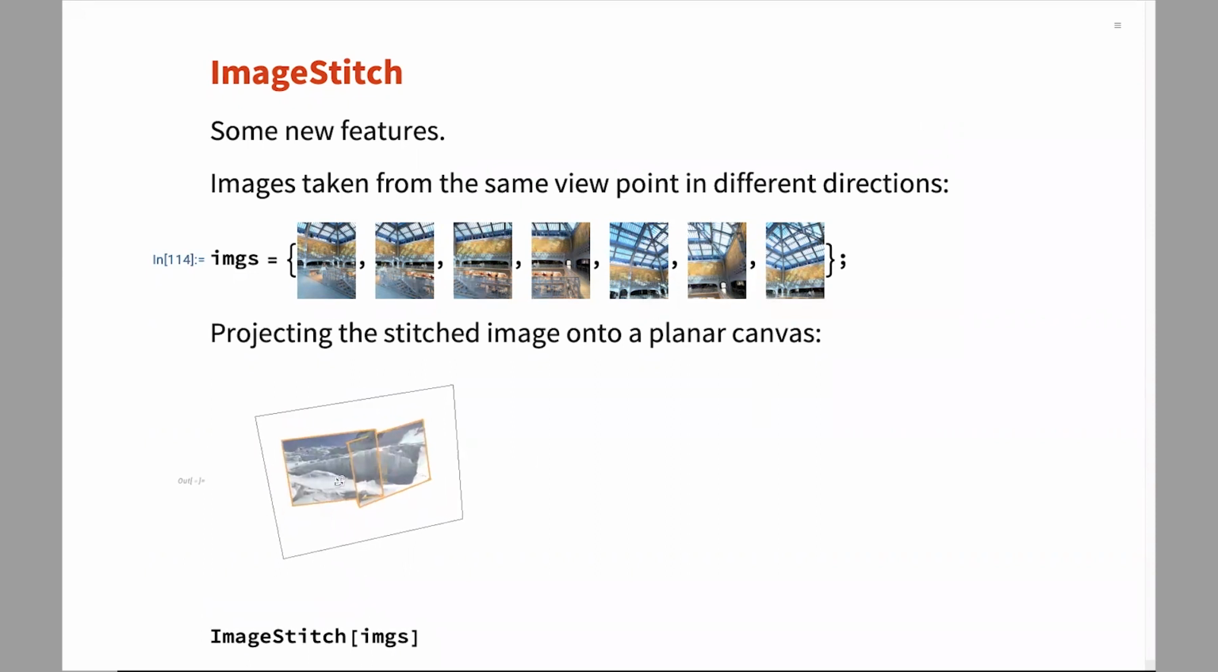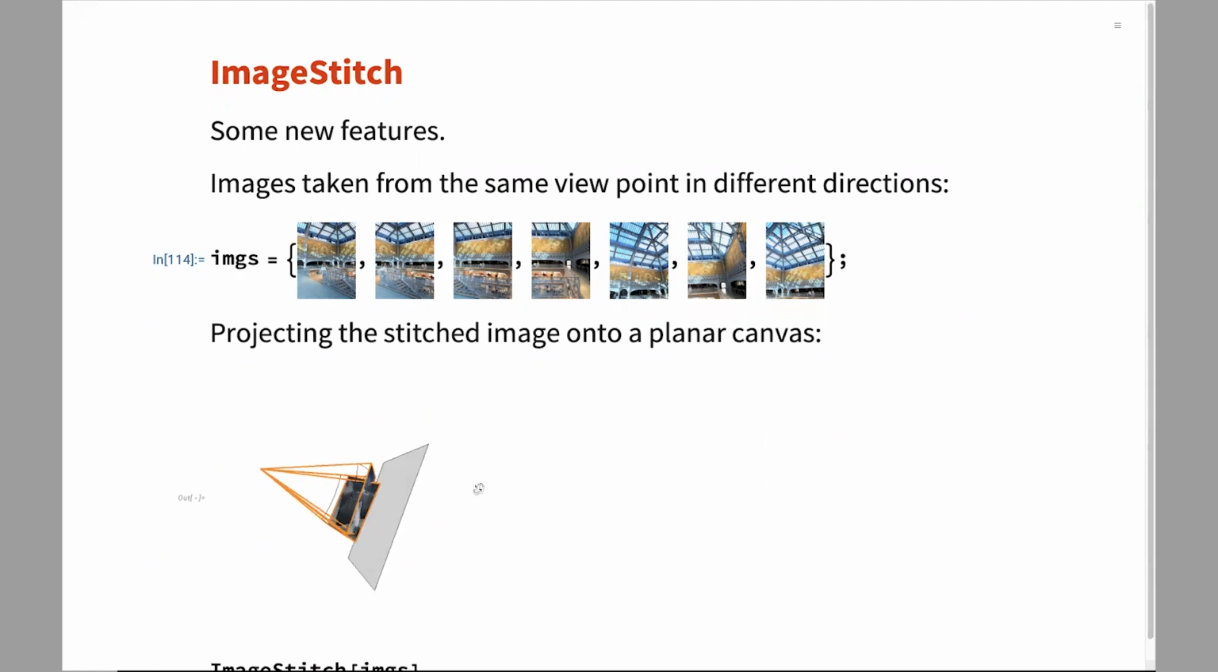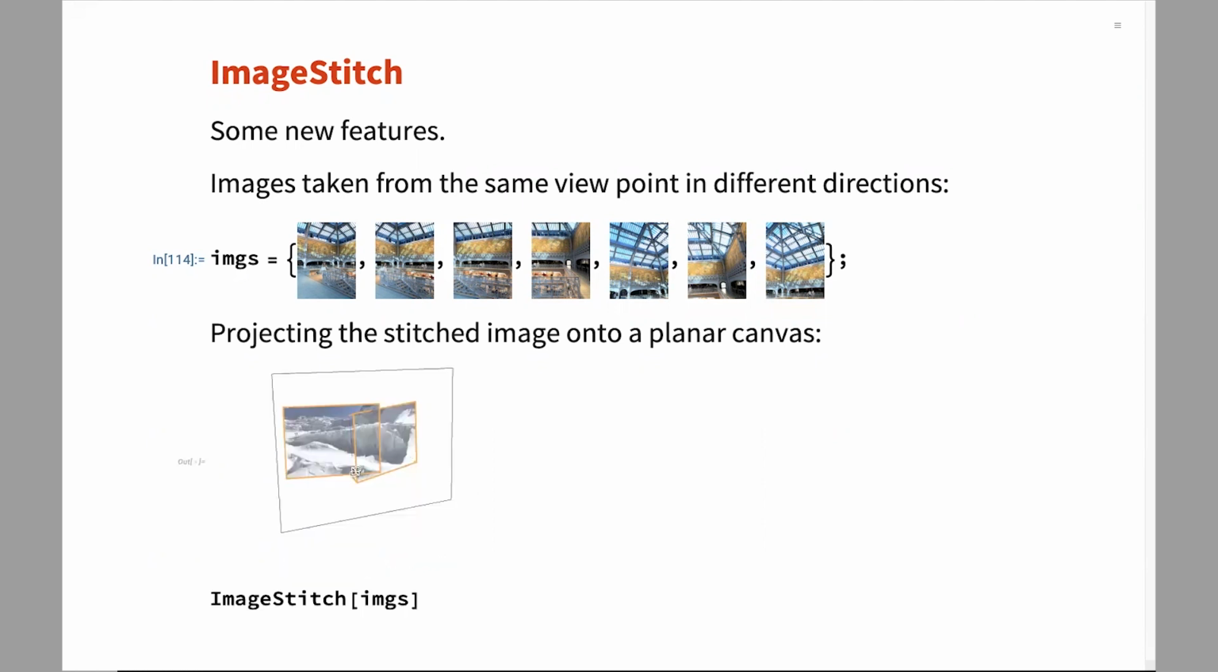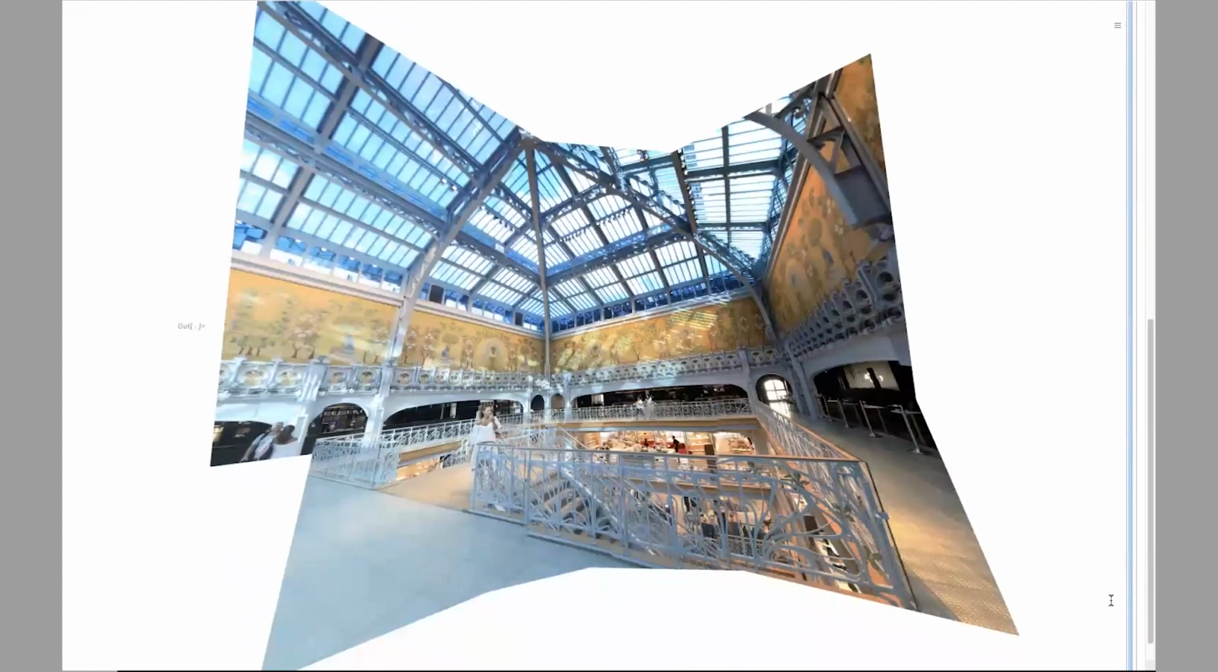If you have two images, you try to figure out how they fit together with a perspective transformation, and then the resulting image is placed on a plane that is depicted like this here. So if I were to show that now, a projection onto a plane would look like this in this particular case. ImageStitch figures out what belongs to what and tries to present everything on a planar canvas.